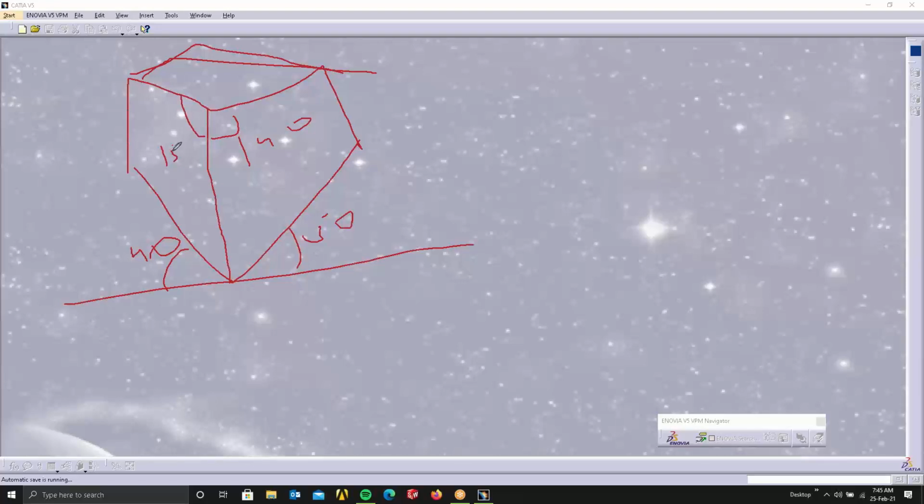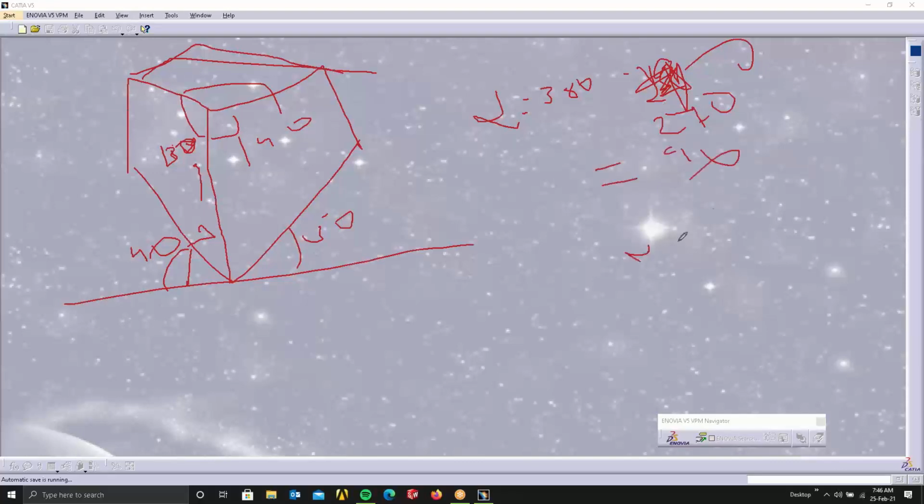Isn't it like 180 minus 40? No, 90 minus 40. Okay, this angle is 50, then 130. So next is this angle. Both the angles are different. So we'll write 360 minus 180... 130 plus 140 is 270. So it is 90 degrees.